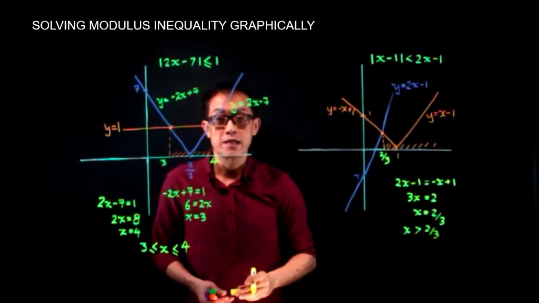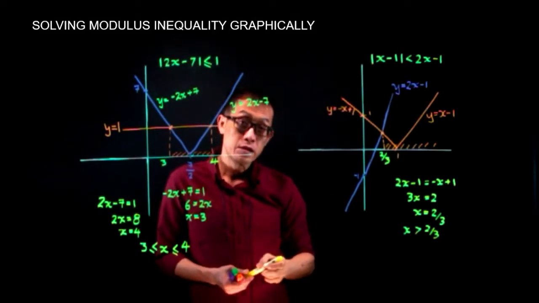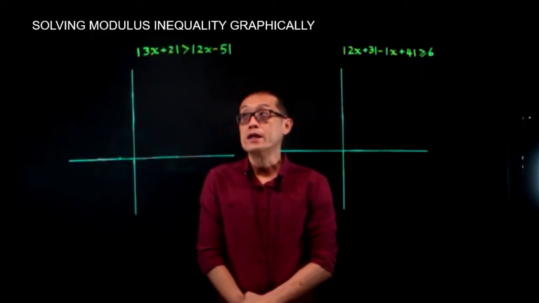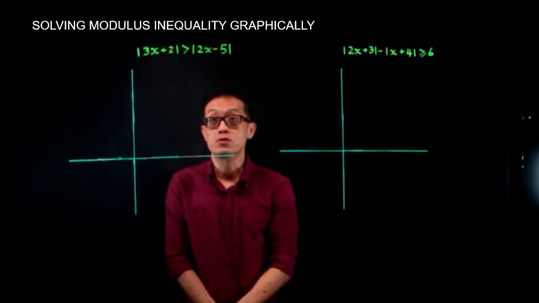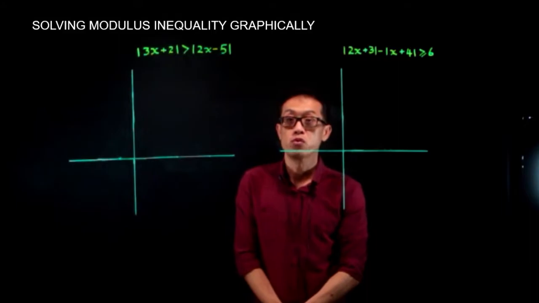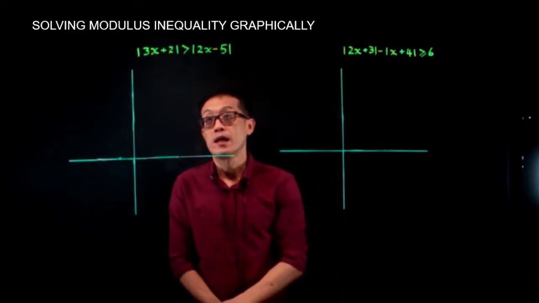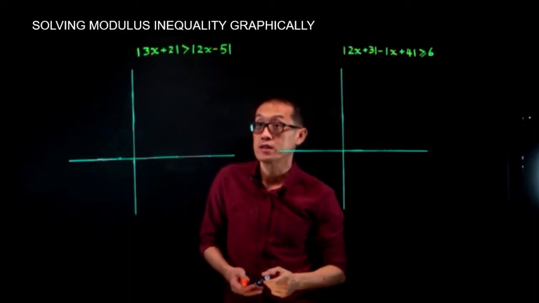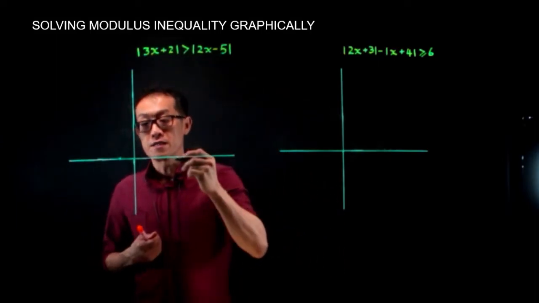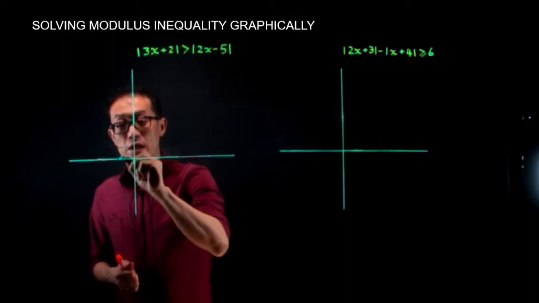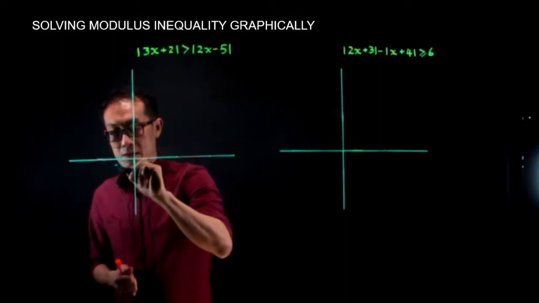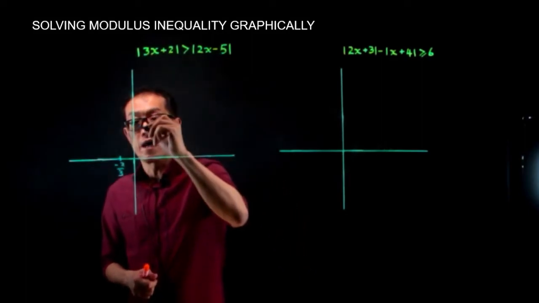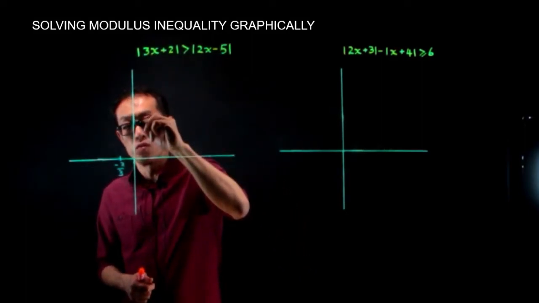Now let's move on to question 3 and 4. Question 3. Modulus of 3x plus 2 is greater than modulus of 2x minus 5. Let us sketch this graph modulus of 3x plus 2 first. Now it cuts the x-axis at minus 2/3 and the y-axis at 2.